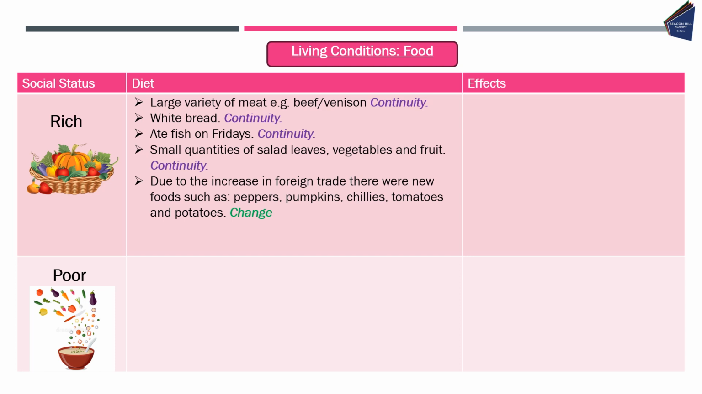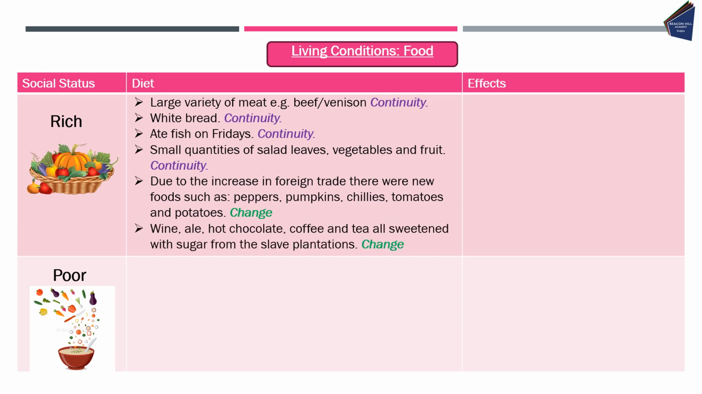Because of the increase in foreign trade, there were new foods such as peppers, pumpkins, chilies, tomatoes and potatoes. So there is starting to be more of a variation in diet, and also the wealthier you were, the more impressive it would be if you could invite people round and you were showcasing these new ingredients. So they do become increasingly popular during this time period.